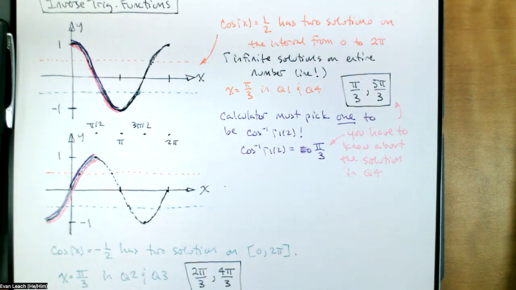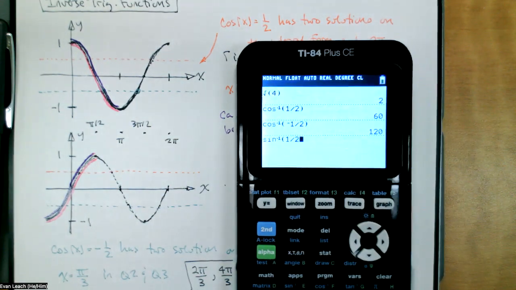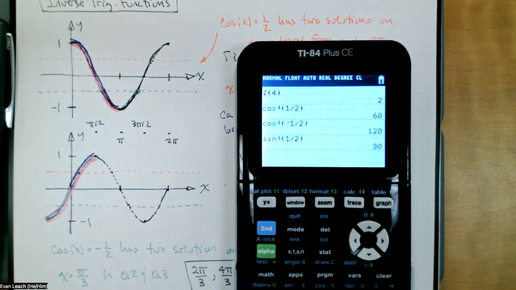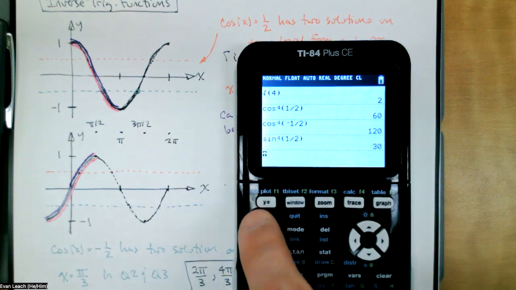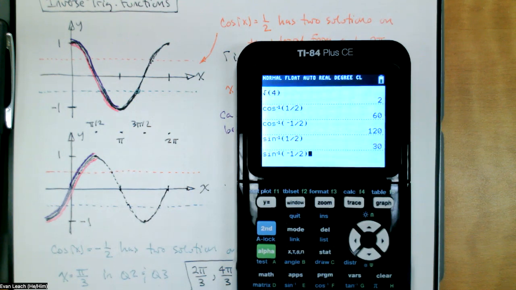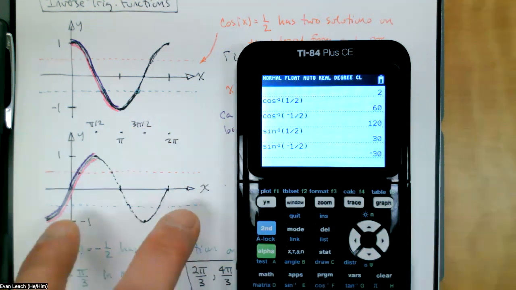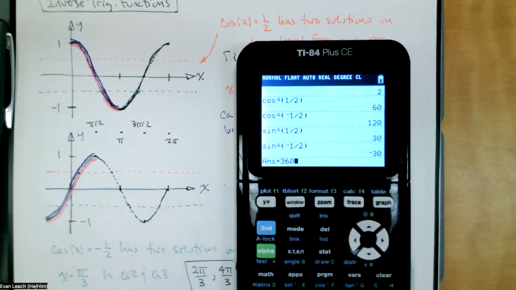So if I ask the calculator for the sine inverse of 1/2, we get 30 degrees. That's 30 degrees in quadrant 1 like we expect. If we ask the calculator the sine inverse of negative 1/2, we get negative 30 degrees. That's the 30-degree reference angle in quadrant 4. If we want that one in the first cycle, we just add 360. That's the 330 that we're expecting.